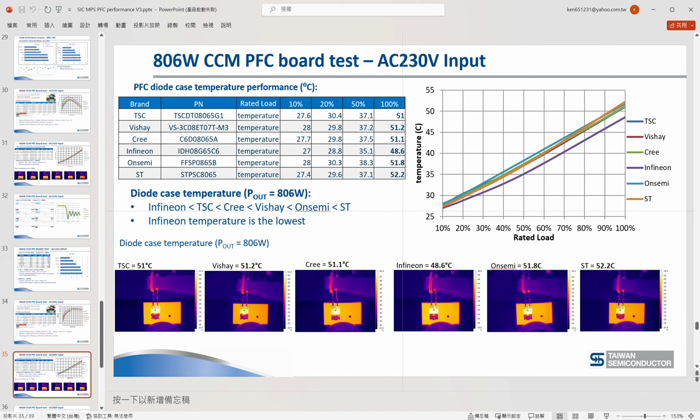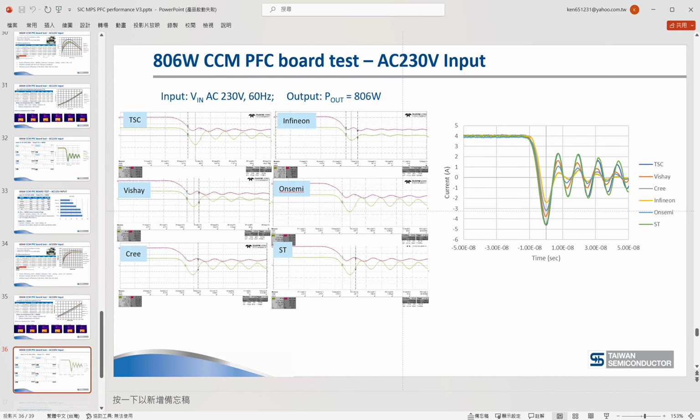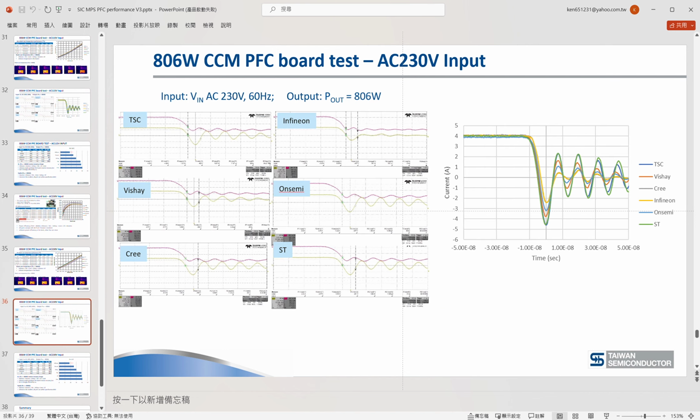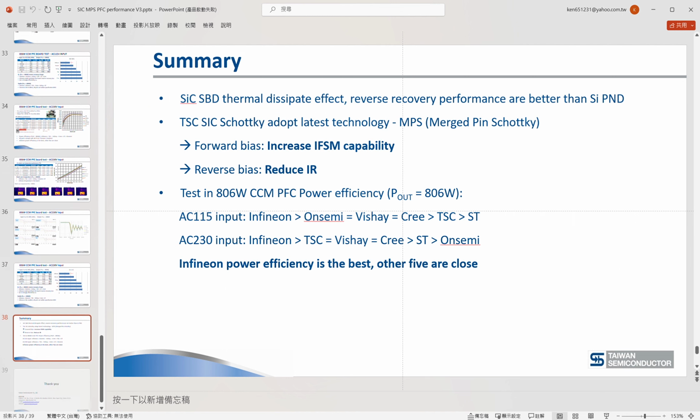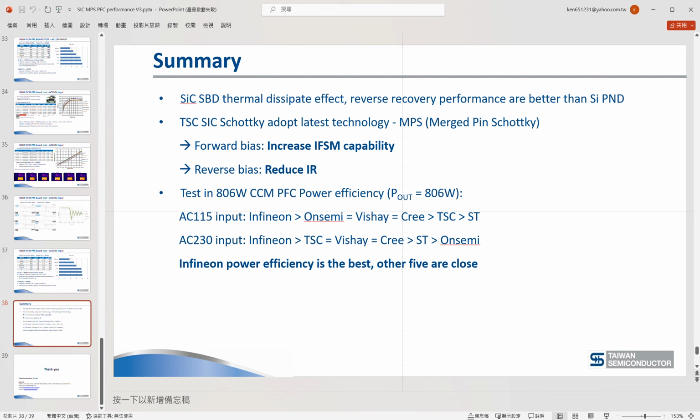And because Infineon got the best power efficiency, its diode case temperature is the lowest, and the other 5 are very similar. We also record their waveform behavior in the system board, and we can superimpose them for comparison. TRR are very close, only the IRM a little bit different. And we calculate the QRR performance. Infineon got the best QRR performance. Onsemi 2nd, Bichet 3rd, TSC is 4th, then ST, and the last is Green.